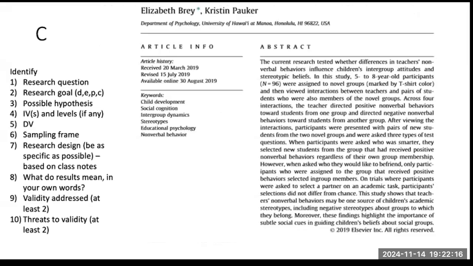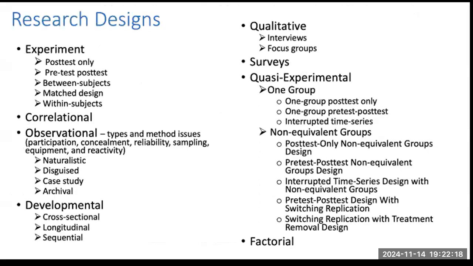We have about 8 minutes left. This is a summary of the different research designs that you should be familiar with. You've learned a lot in a very short period of time, right? This is the accelerated version of the class. This summarizes everything you should know. Experiments. What are the different experimental types? Post-test only, pre-test, post-test, between subjects, matched design, within subjects.